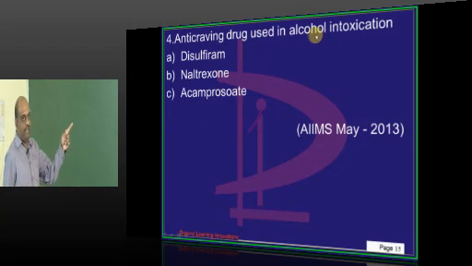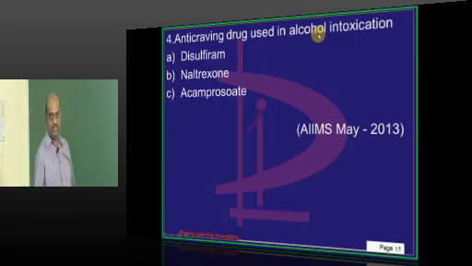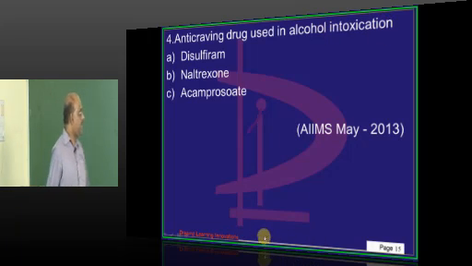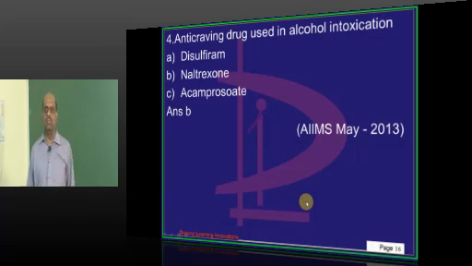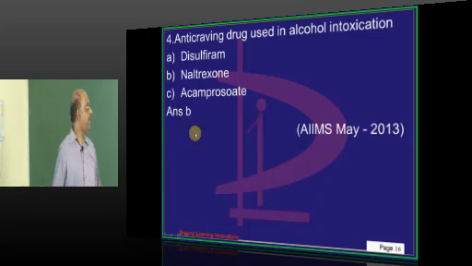What is the anti-craving drug in alcohol intoxication? Basically, we use naltrexone. A lot of times this question was repeated in AIIMS regularly. Naltrexone.